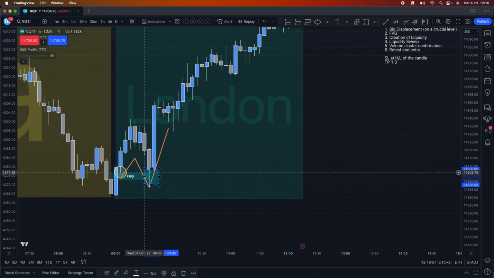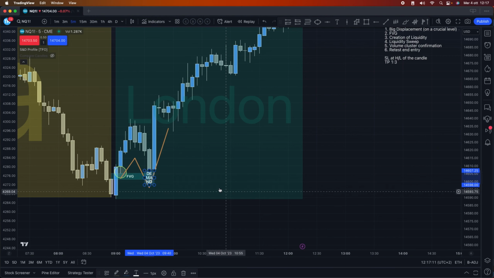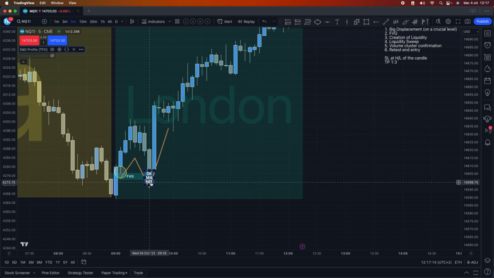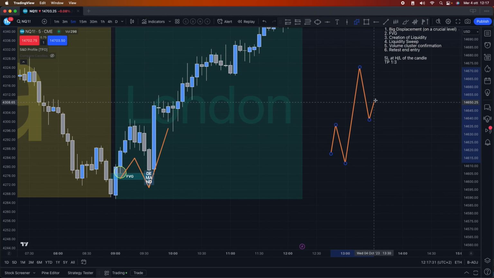Okay, so price refuses to go down here, because here there is a cluster, a volume cluster. So create a cluster here. Point number 5, retest the cluster and entry. Okay, point number 6, sorry, retest the cluster and entry. So basically you have this placement, you have the first liquidity created, second liquidity grab, retest, and go.